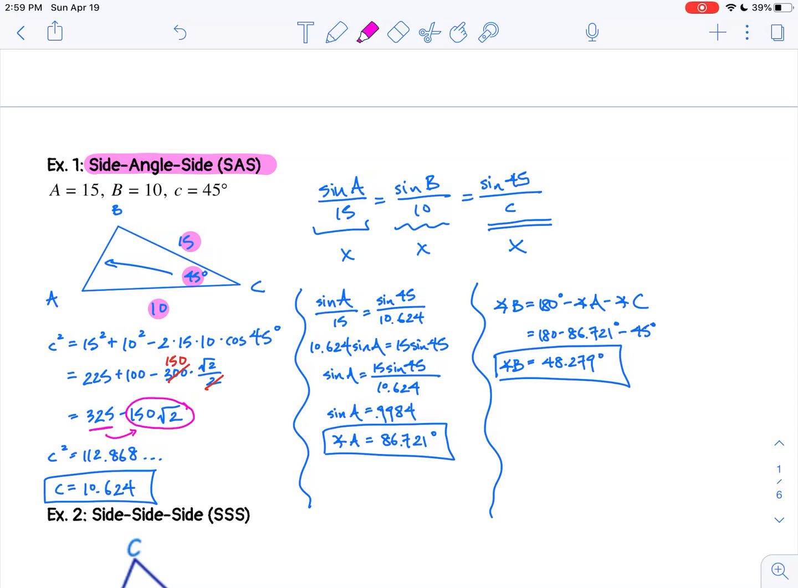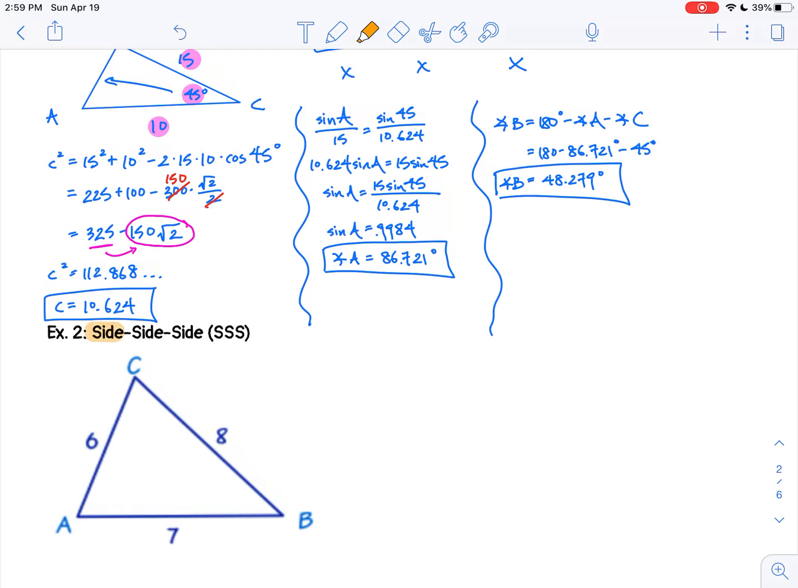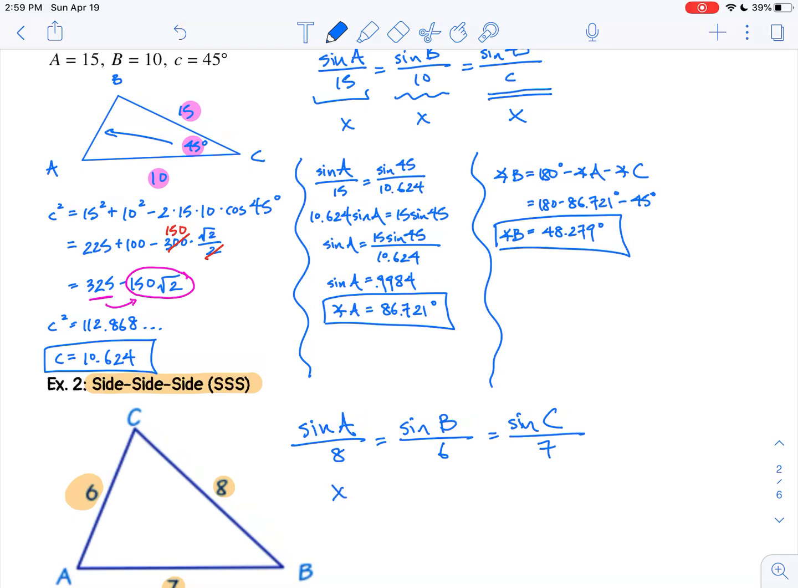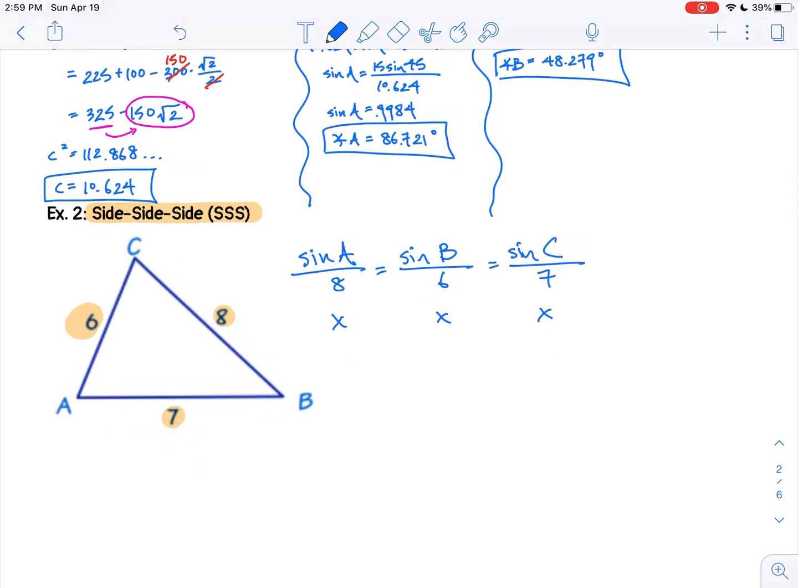All right, so let's take a look at example 2. Example 2 showcases a different situation, right? In this case, I have sides, and I can tell that because I have one side, two sides, three sides, and I have no angles. So in this case, if we were to set up law of sines, we would get sine of A over 8 equals sine of B over 6, which equals sine of C over 7, and I don't have a full pair. So law of sines will not work.